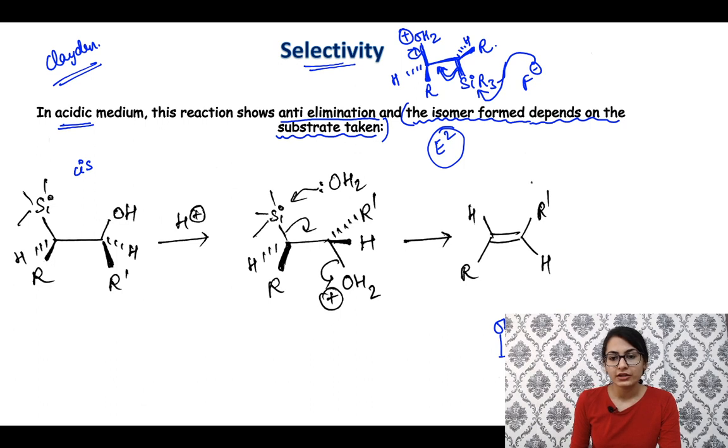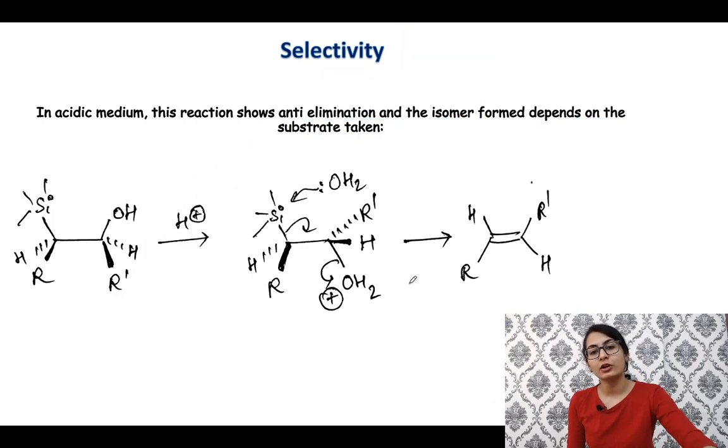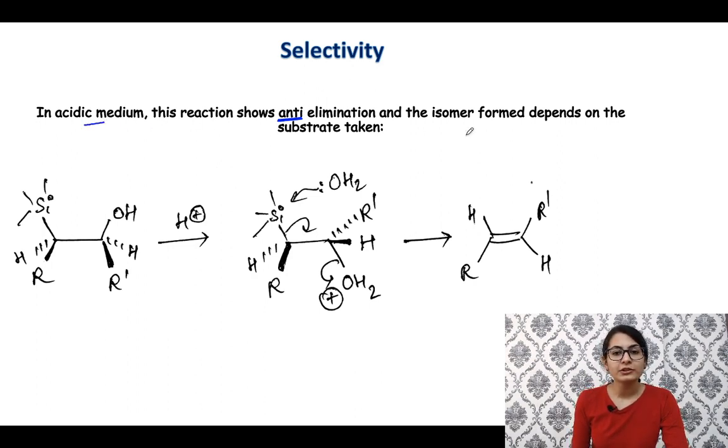let's say, sorry, this is a carbon. Syn elimination happens, okay, this is a hydrogen, this is R, I'm just writing it the same way, SiR3, when both of these groups are going to leave from the same side. That is called syn elimination. And anti-elimination I have just shown you. So we are going to discuss the syn in the presence of base also. In the acidic medium it shows anti-elimination, and the isomer formed depends on the substrate taken.